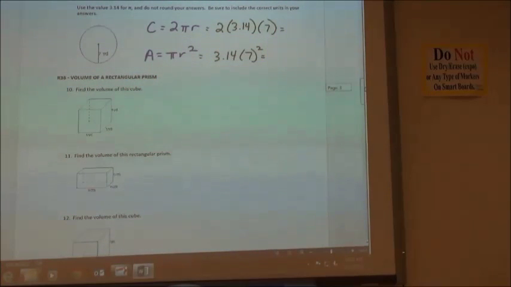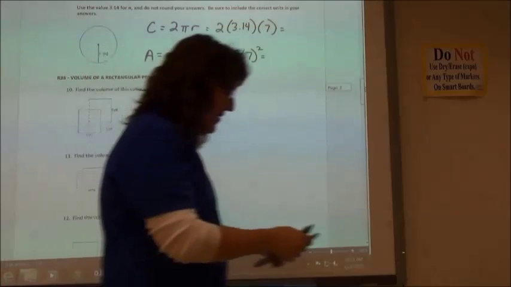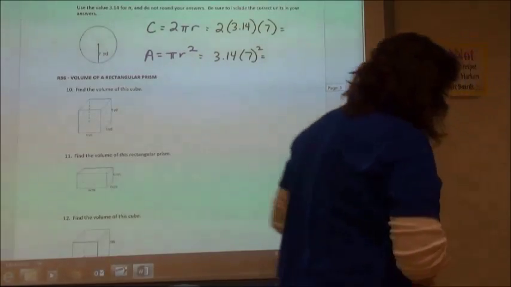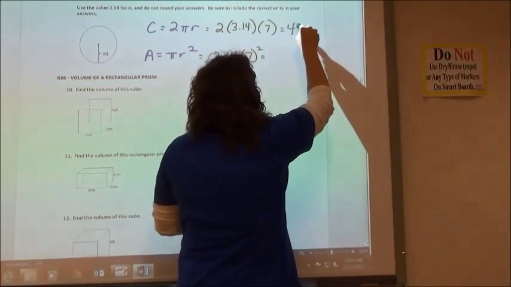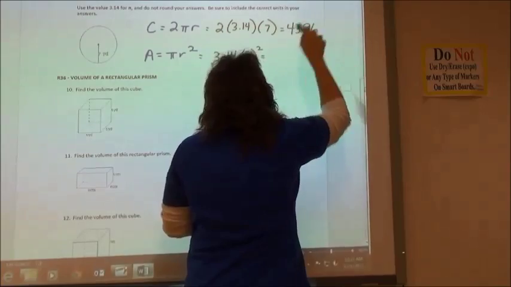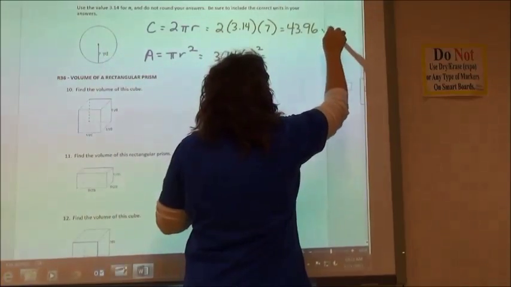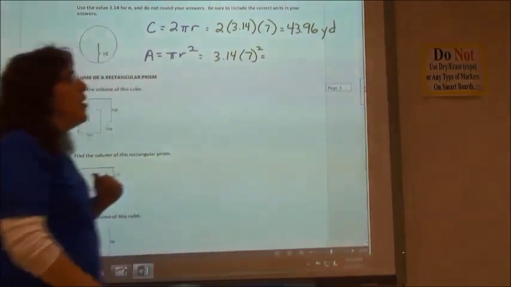So for my circumference, we have 2 times 3.14 times the radius, which was 7. And you would come up with 43.96. And my label, just plain yards.